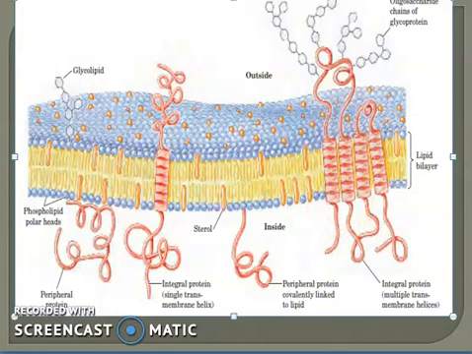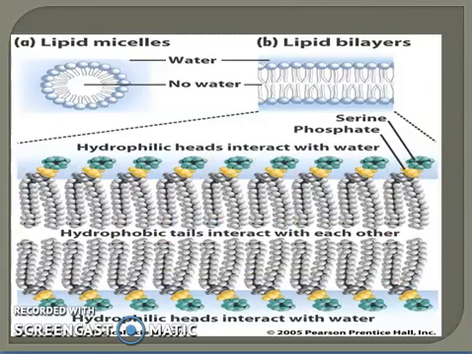Certain oligosaccharide chains of glycoproteins are there. So the structure above is outside and below you will find the inside. Okay. So this is all about the structure of the lipid bilayer. I will teach you later on. Now, water and no water structure in lipid micelles and lipid bilayers.